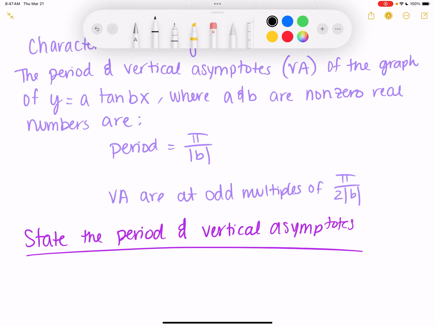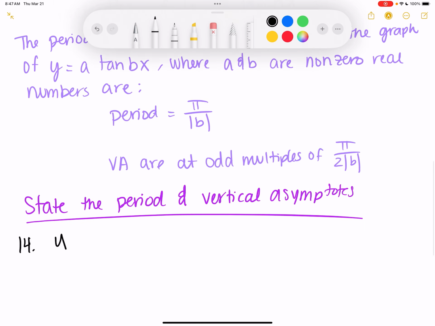So if we have the problem, now this is problem 14 out of the book, but again, the instructions are different, so you can kind of just disregard it. Y equals the tangent of 1/2 x. So the period of this is pi over the absolute value of b, but this is a positive number. So it's going to be pi divided by 1/2. So I'm dividing by a fraction, so keep, change, flip. The period is 2 pi.